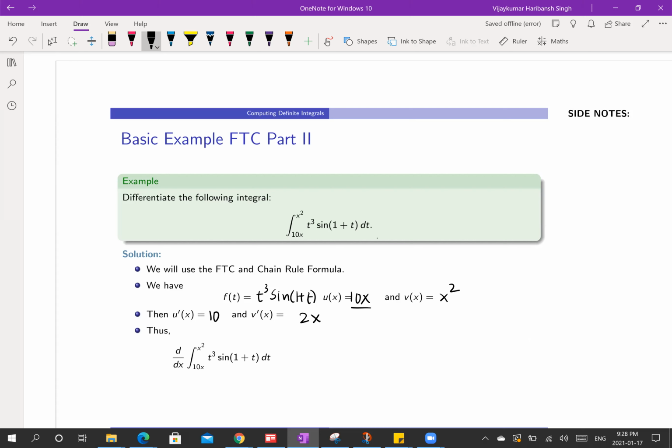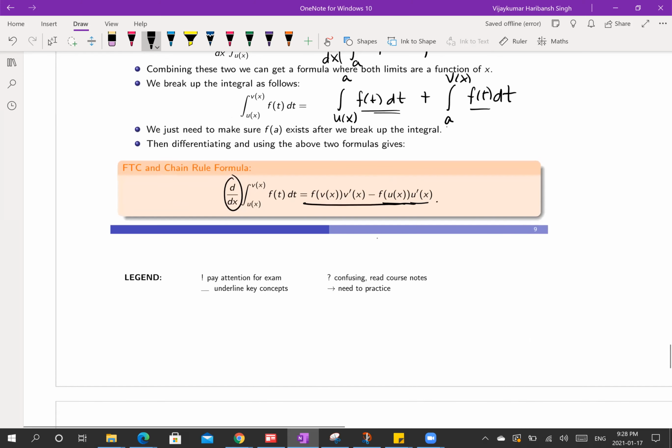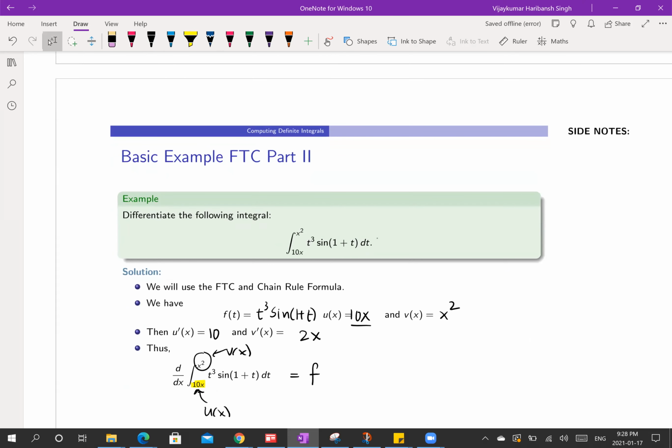So therefore, d by dx of the integral from 10x to x squared of t cubed plus sine of 1 plus t is going to be the same as, using the formula from the previous one, with this part u of x and this part v of x, f of v of x times v prime of x minus f of u of x times u prime of x.